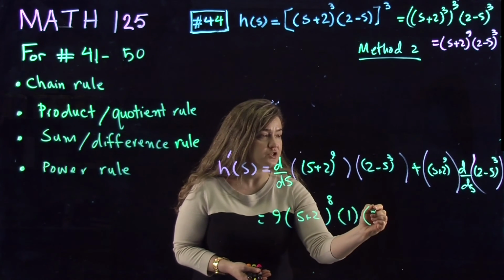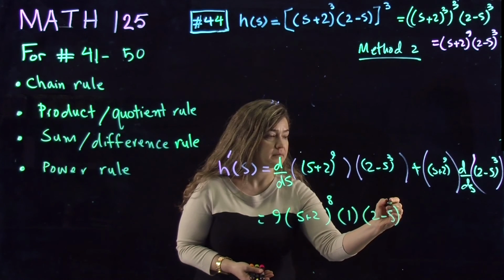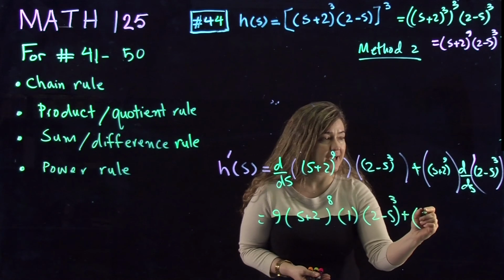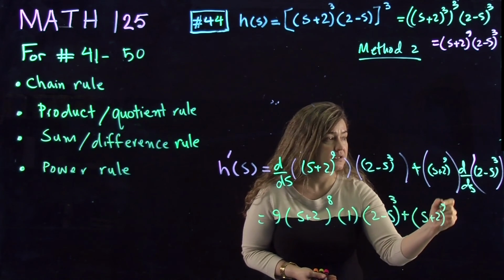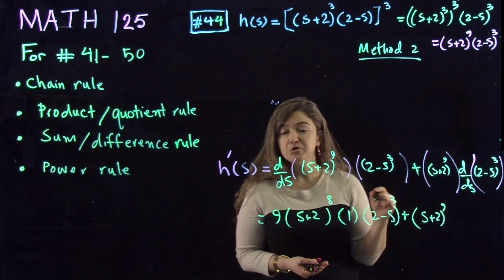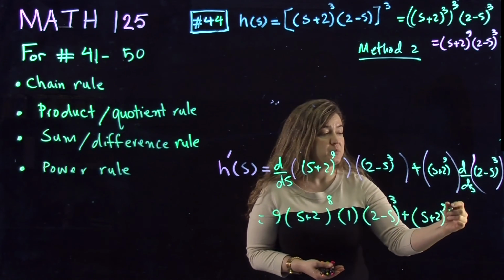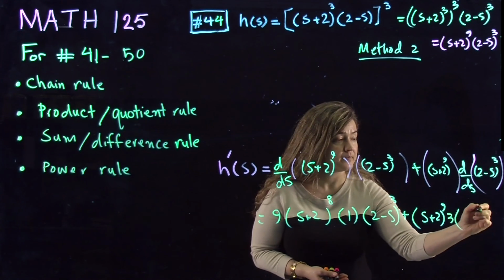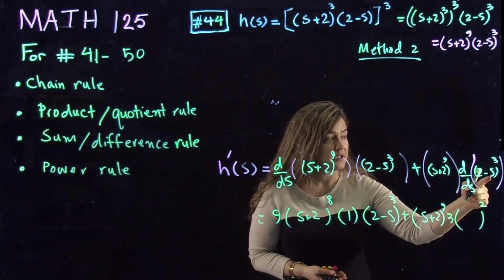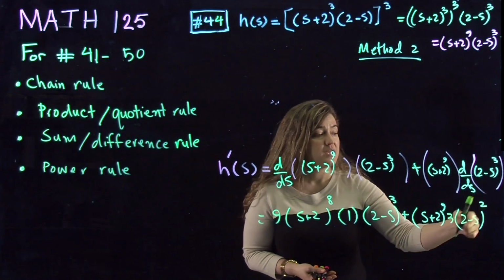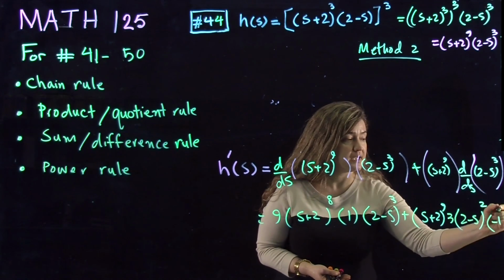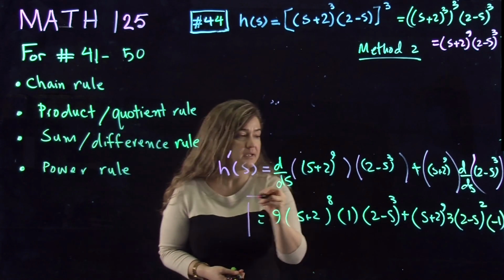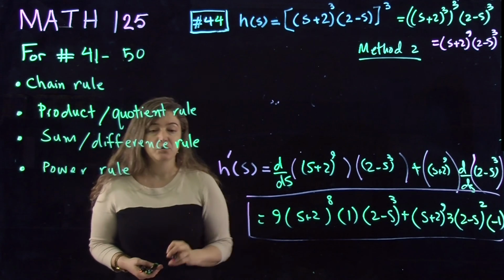This part is unchanged, plus this factor is unchanged, times the derivative of 2 minus s to power 3, which is going to be the derivative of the outside, which is to power 3, inside unchanged, times the derivative of the inside, which is negative 1. You can enter this in your gateway. No need to simplify.